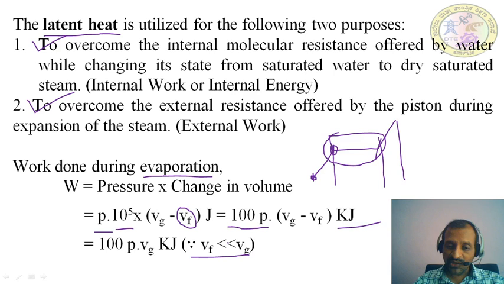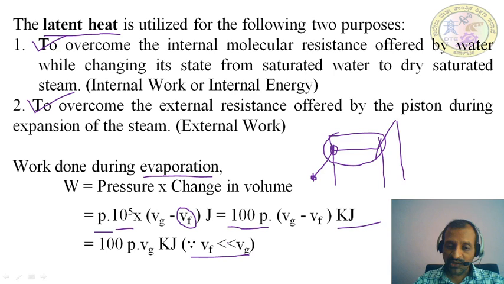The next is superheated steam. Superheated steam, again, is the same formula, 100 P, but instead of Vg I have taken Vsup. Vsup means the final volume. When the steam is superheated, the volume is Vsup. Then multiply by Vsup, and you will get the work done during superheated steam.